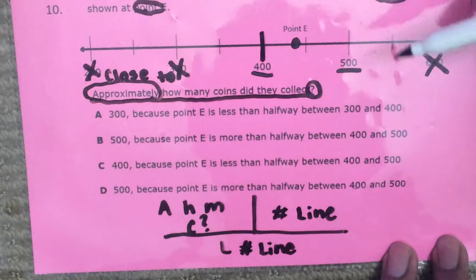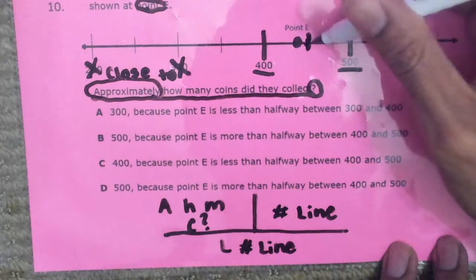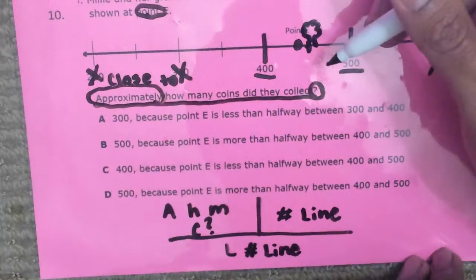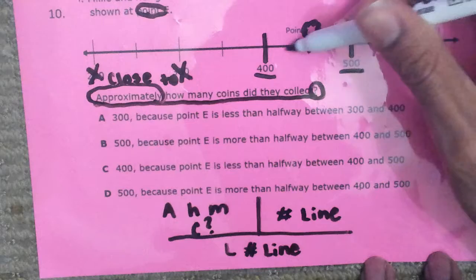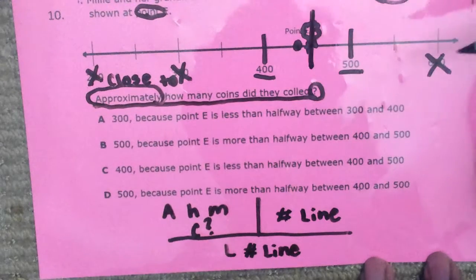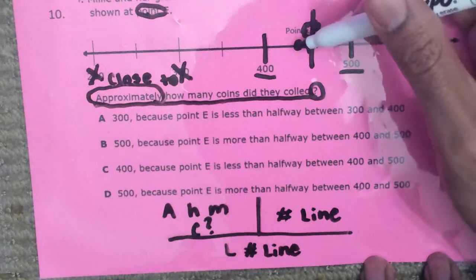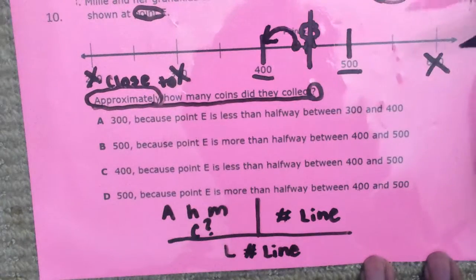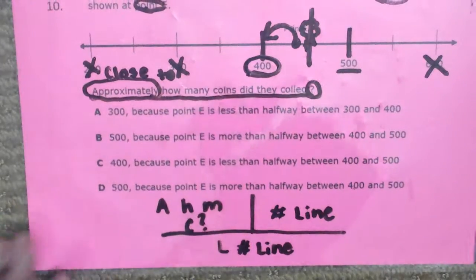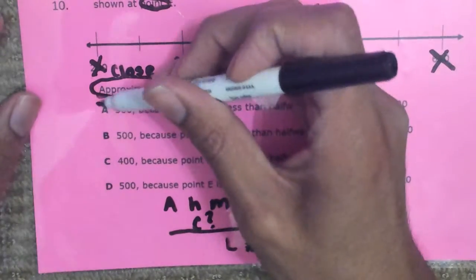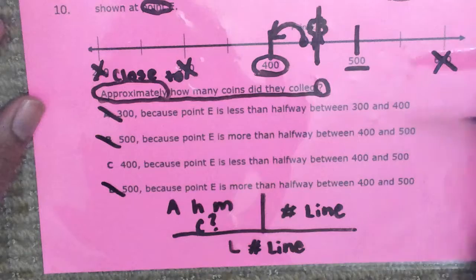If this is my first group of 100, and this is my next group of 100, and this little line right here is my midpoint, where the tree would go in this Harrison story, my dot would be less than halfway between these numbers. So that means it's closer to 400. So it rounds to 400. So I can already go ahead and cross off 300. I can cross off 500. I can cross off 500 and D.